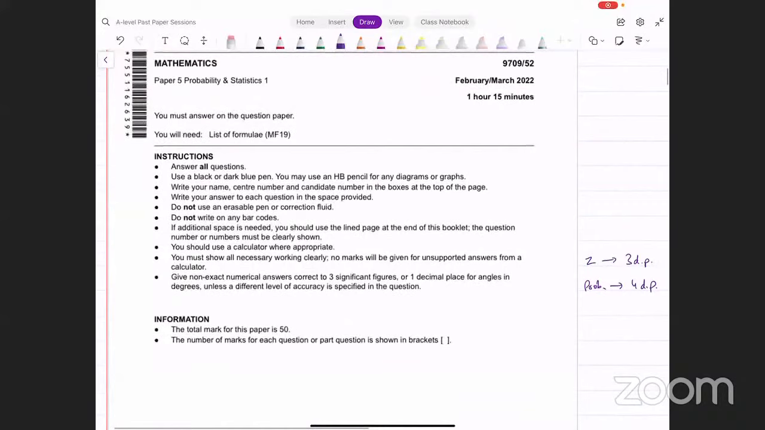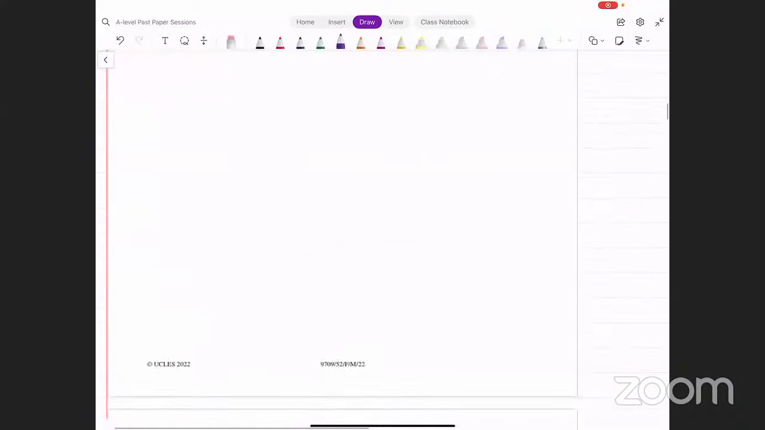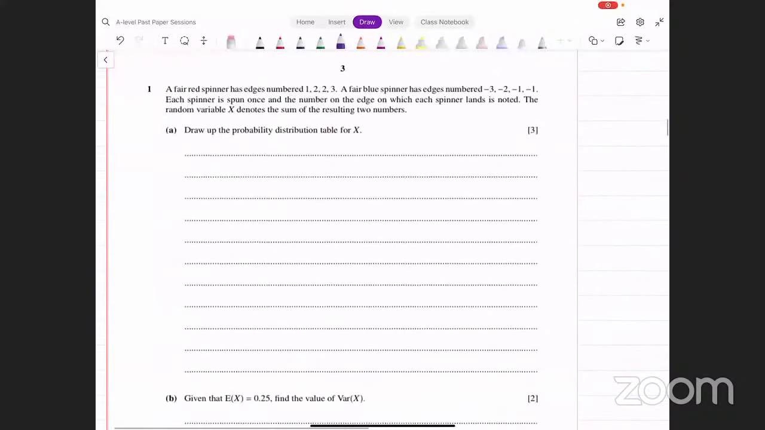Okay, acha, let's start with this. Let's start with the first question. Okay, so we've got a fair red spinner that has edges numbered 1, 2, 2, 3. A fair blue spinner has edges numbered -3, -2, -1, -1. Each spinner is spun once, and the number on the edge on which each spinner lands is noted. The random variable x denotes the sum of the resulting two numbers.